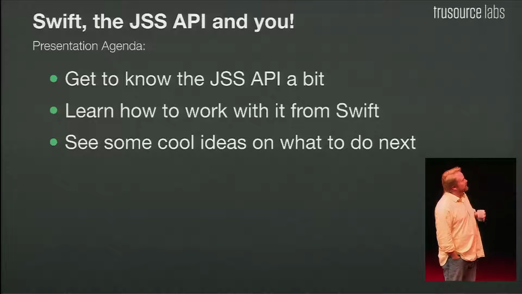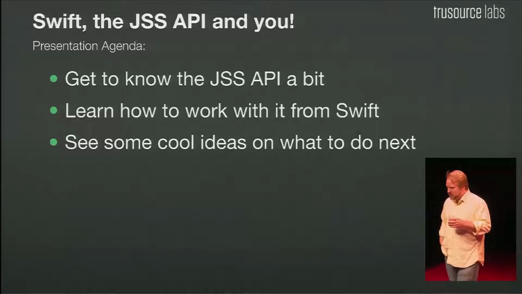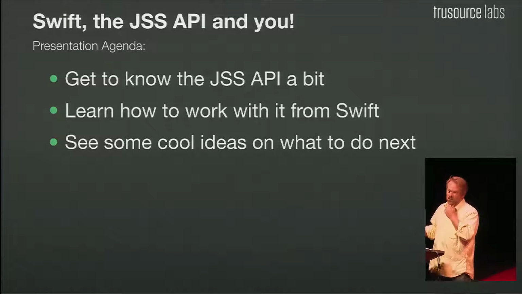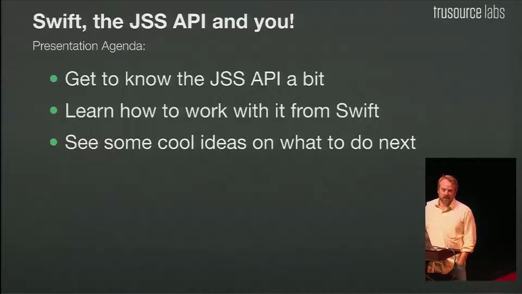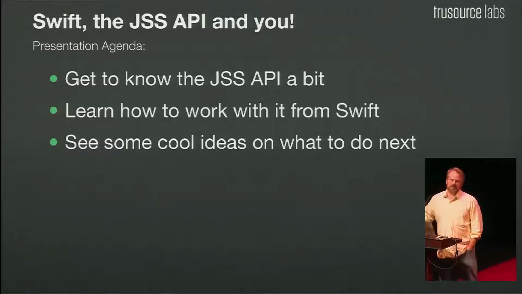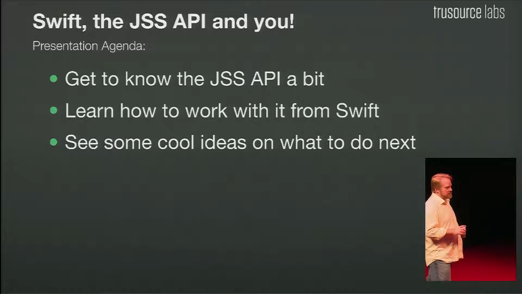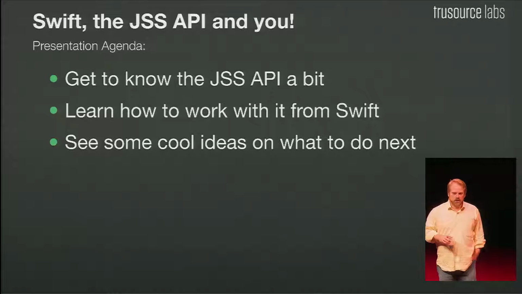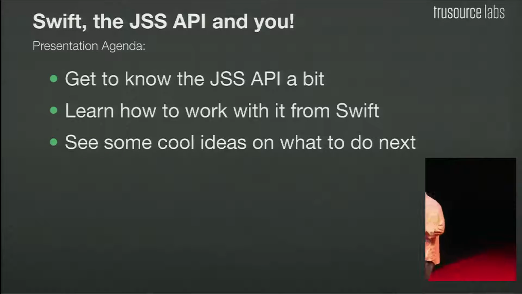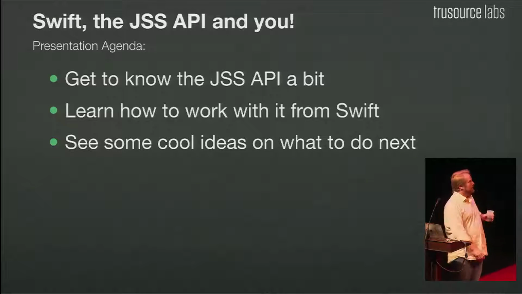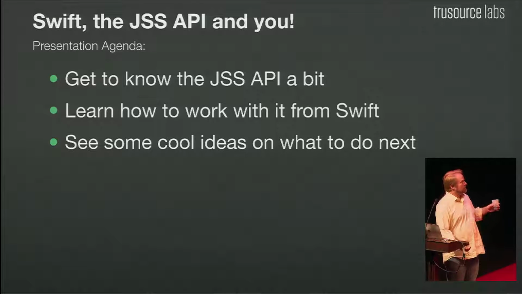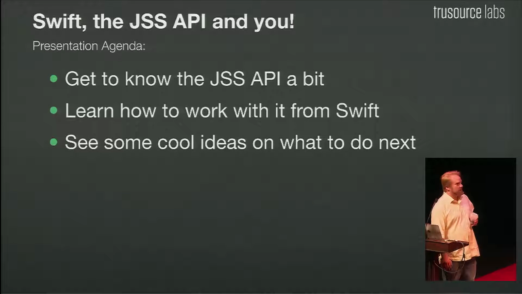We'll talk about the JSS API. We've been doing some work with it in Swift, so we'll give you some examples of how to use it in Swift, and then also talk about some practical applications of some places that we've been using it, to hopefully really extend quite a bit what you may be doing with a Jamf Pro server. Some cool ideas to see what to do next. And hopefully we get it all within about 40 minutes, and take some questions at the end.